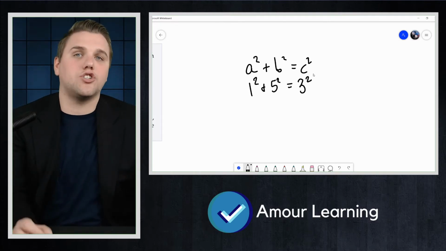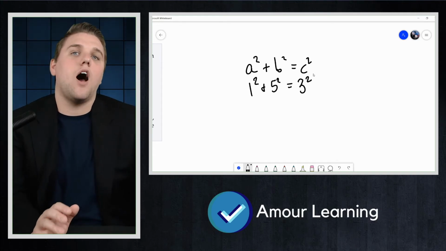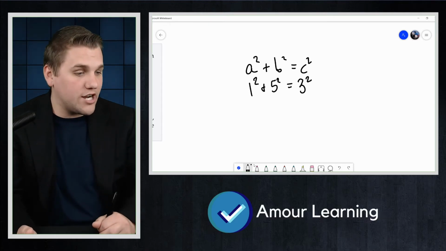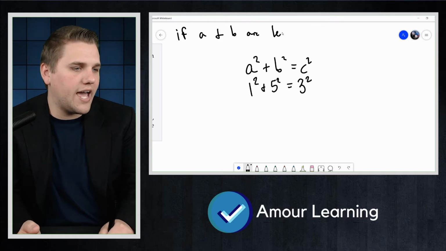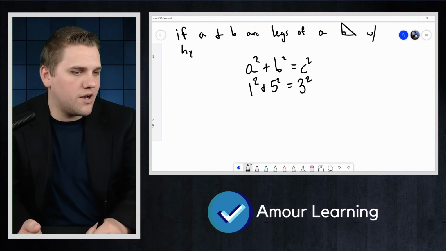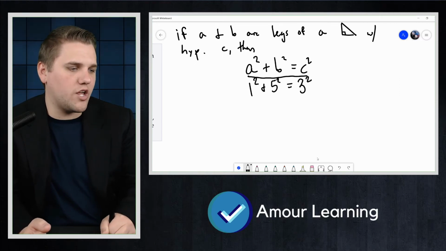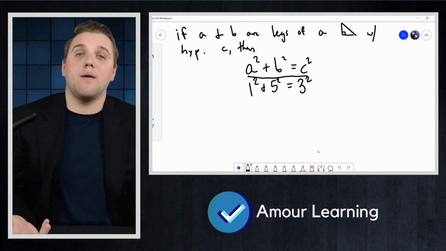Well, the equation is true so long as A and B are the legs of a right triangle and C is the hypotenuse. In other words, I should say, if A and B are legs of a right triangle with hypotenuse C, then A squared plus B squared equals C squared. So this is a reasonable way to think about implications.